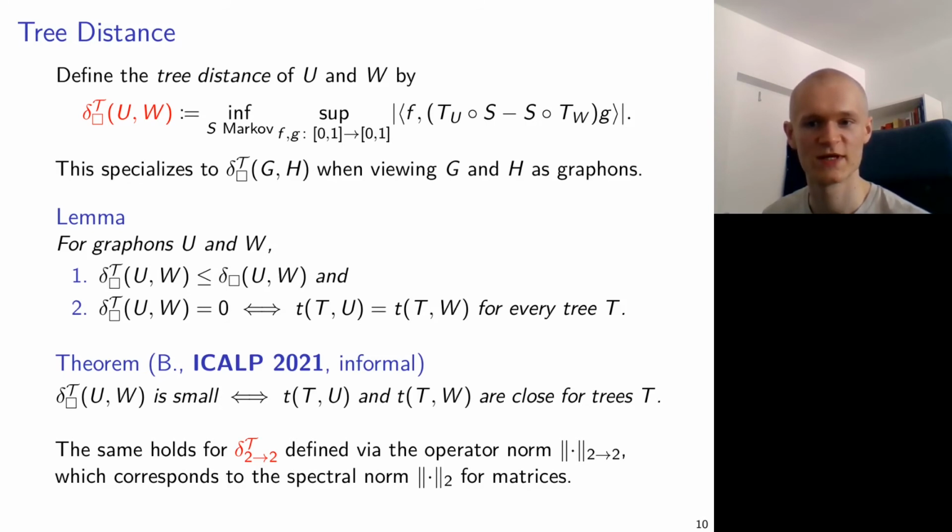Furthermore, instead of the cut norm, we can also use the operator norm, which in the case of graphs corresponds to the spectral norm. This is particularly interesting because convex optimization in the spectral norm is a standard application of the techniques from this field. So if we use the spectral norm instead, these results still hold, and we can compute the tree distance and approximation in polynomial time.